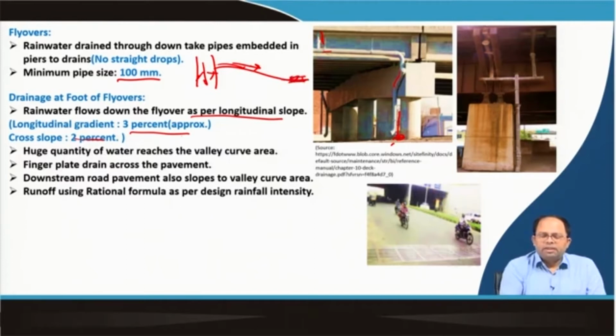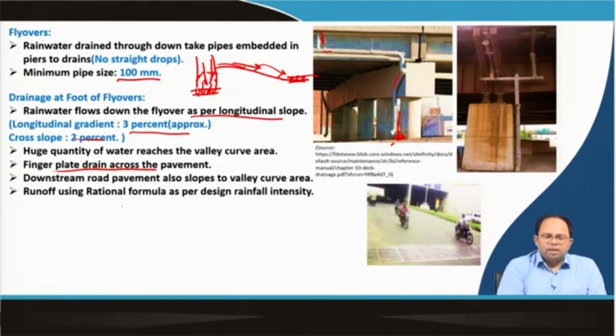Usually if a lot of water comes down from the flyover, there is ponding at the bottom of the flyover. So this needs to be taken care of. How do we do that? Usually we put a finger plate drain across the pavement at the bottom of the flyover. That means there is a grating over the top of it, so that water, while coming down the flyover, is trapped by this drain and the water goes down.